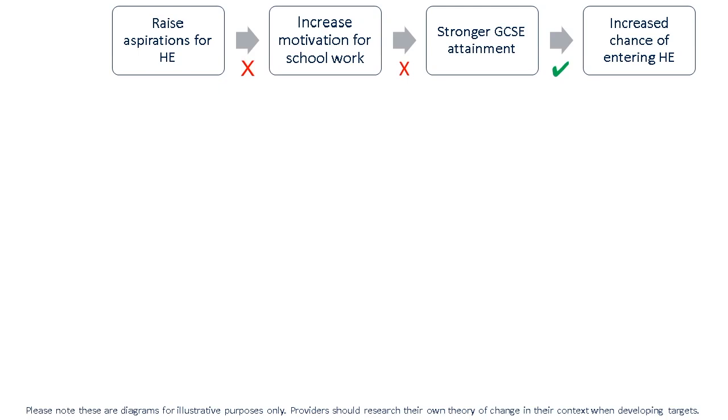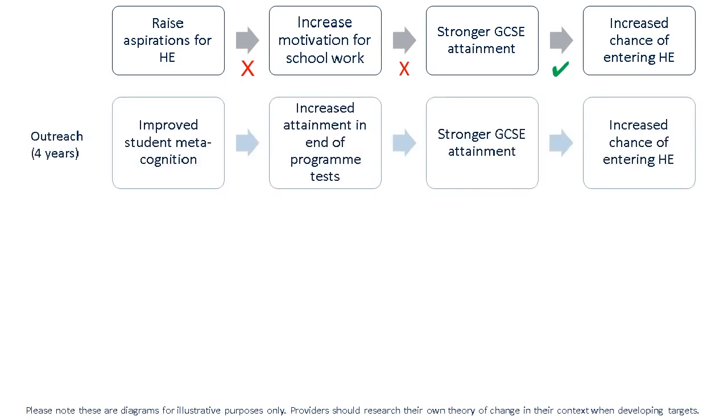So it was the idea that increased chance of entering higher education is related to a stronger GCSE attainment, and as we know, there is good evidence to show that this is the case. But a lot of that was based on the idea that increased motivation would help GCSE attainment, and that actually raising aspirations would increase motivation for schoolwork. And actually, there's very limited evidence to suggest those two links. So it's just about being critical about what exactly you are trying to achieve.